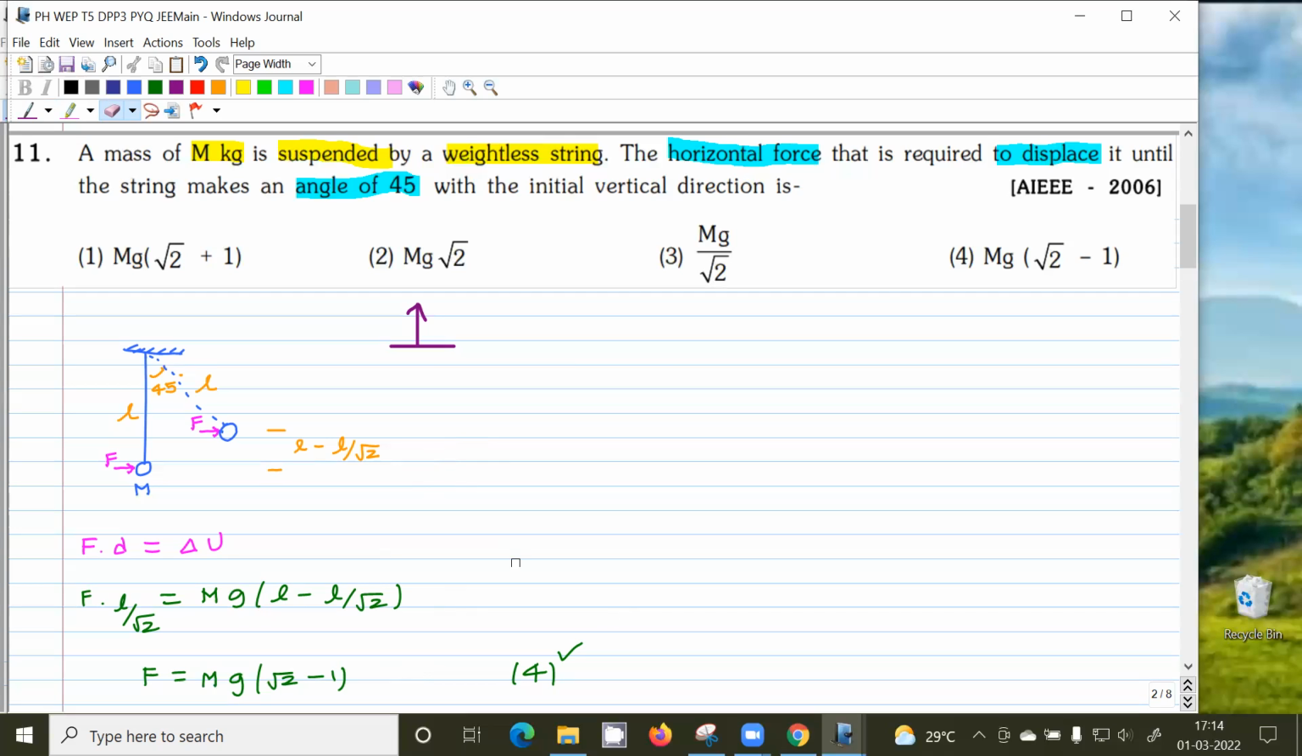So for distance you have to take the horizontal distance only, no? What did you take? The horizontal distance is only, you have taken this L by root 2, no? Yes sir, sine 45 degrees equals opposite by L. Yes sir, got it. Gain in height is this much. So you can think like that.